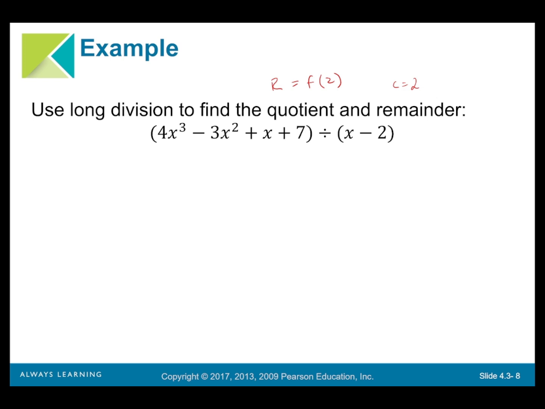So we know we're thinking about this polynomial f at 2 as our remainder. Well, let's see what we get. 4x cubed minus 3x squared plus x plus 7. Draw our house, x minus 2. So now, as always, what times x gives me 4x cubed?